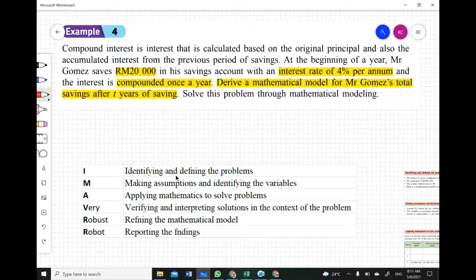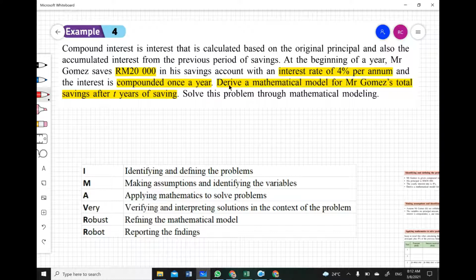So identifying and defining the problem. So over here, you have to identify and define the problem. So I already highlight everything over here, meaning that these are the information given. So actually, you just need to mention all of this in your answer later on for the first part, identifying and defining the problem. Okay, first one, you can see this 20,000, meaning this is his principal of 20,000. And then the next one, the interest rate is given. So the yearly interest rate is 4%. This is the second point. And then the third one, the interest is compounded once a year. This is another point here.